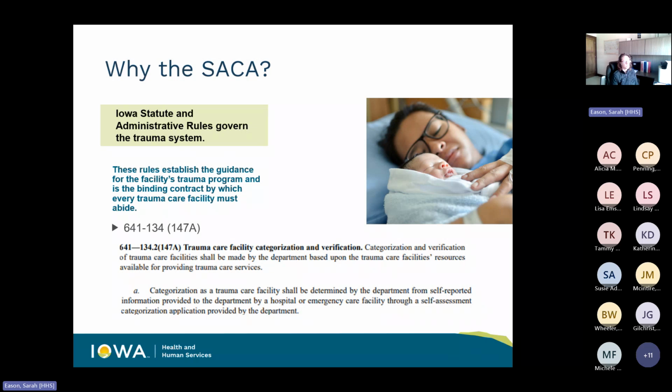Categorization as a trauma care facility shall be determined by the department. The department is HHS, Health and Human Services, Bureau of Emergency Medical and Trauma Services. And that is by the department from the self-reported information provided to the department by a hospital or an emergency care facility through the self-assessment categorization application provided by the department. So that says to be categorized and verified, you've got to apply or submit the SACA to the department, which is me, and that is the reason for this whole verification process every 3 years that we go through.